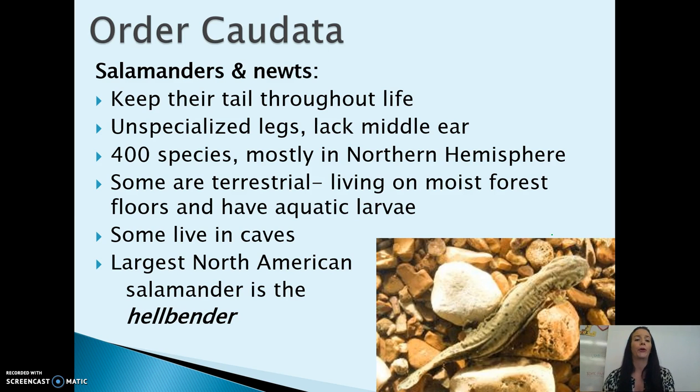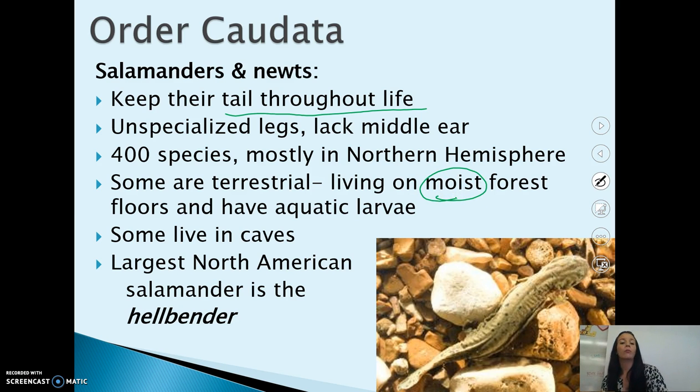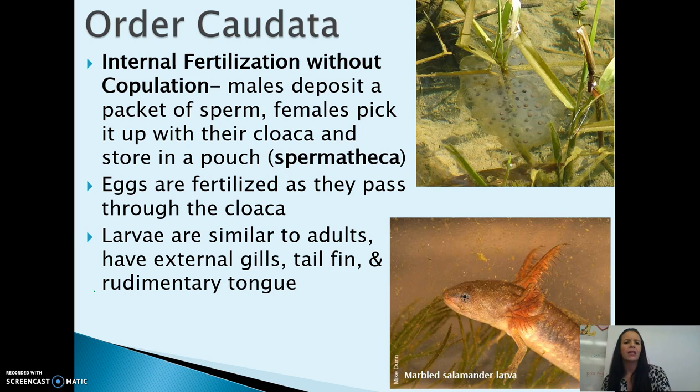So let's get into our first order. So order Caudata. These are your salamanders and newts. They are a little bit different than frogs because they keep their tail throughout life. They never lose their tail. They have unspecialized legs, and they don't have that middle ear either. There are 400 species, mostly in the northern hemisphere, and some are terrestrial, but remember, they have to have water. So they live on moist forest floors, and their larvae are still aquatic. Some of them also live in caves, and just kind of a fun fact, the largest North American salamander is the hellbender.